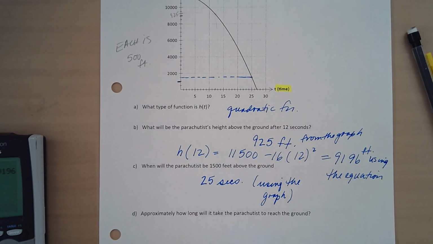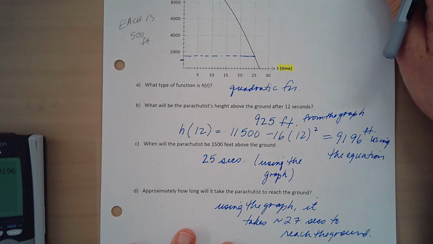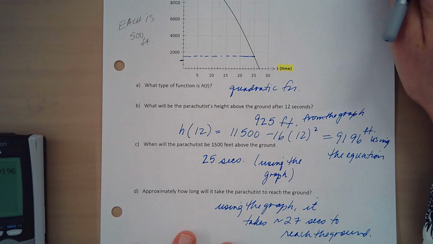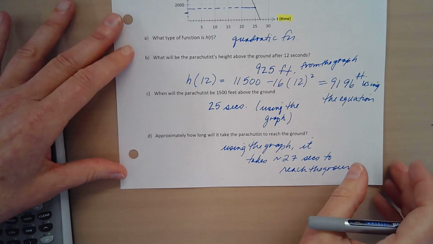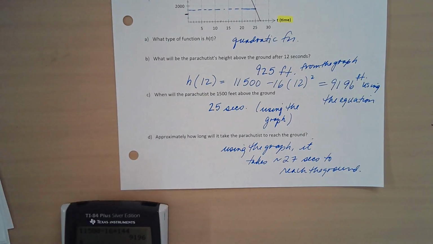Approximately how long does it take the parachutist to reach the ground? Just using the graph. Approximately how long? Yeah, about 27 seconds to reach the ground. I'd agree with that. Well, that's good. Okay, so the big takeaways from here, I want you to notice that in applications, we're only going to be looking at part of the graph, right? Only the part that makes sense in the context of the situation.